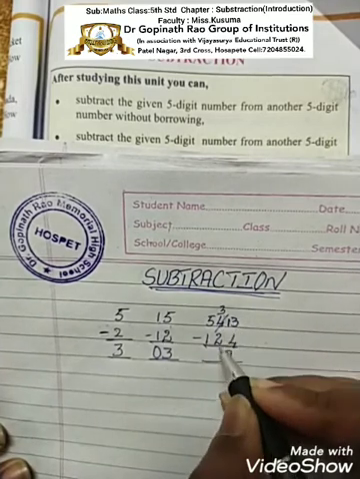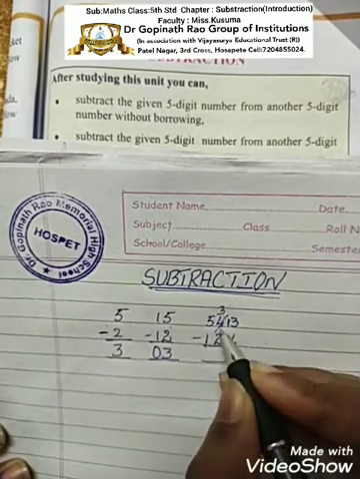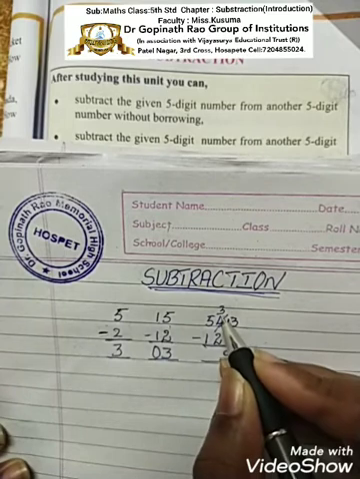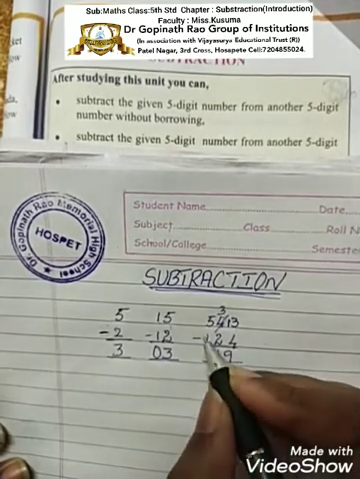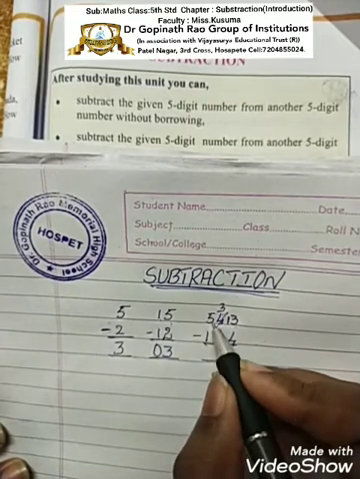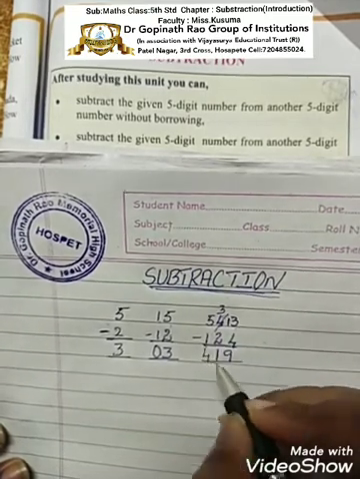Now, 3 minus 2 comes in the tens place. What do we have in the tens place? 3 minus 2. 3 minus 2 is 1. And in the hundreds place, what do we have? 5 minus 1 is 4.